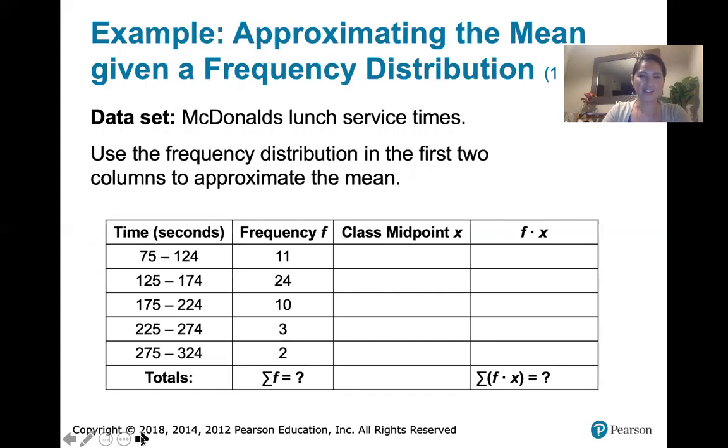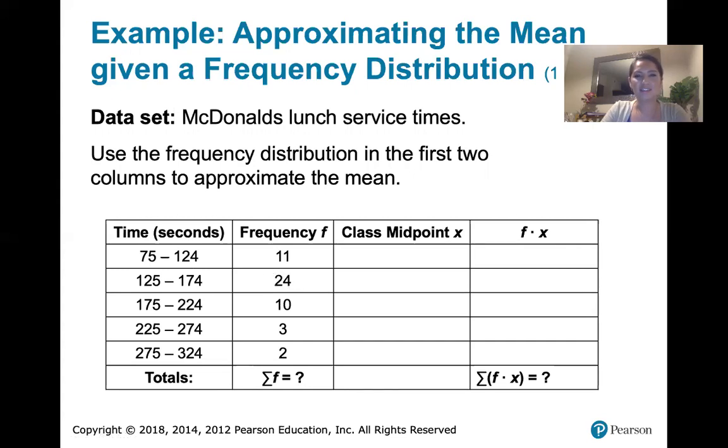Okay, so let's apply this to a particular frequency distribution. These are the same McDonald's lunch service times that we've seen in other videos and other lessons. We're asked to use the frequency distribution in the first two columns to approximate the mean. So we've got 11 McDonald's lunch service times that all lied between 75 and 124 seconds. Between 125 and 174 seconds, we had 24 values.